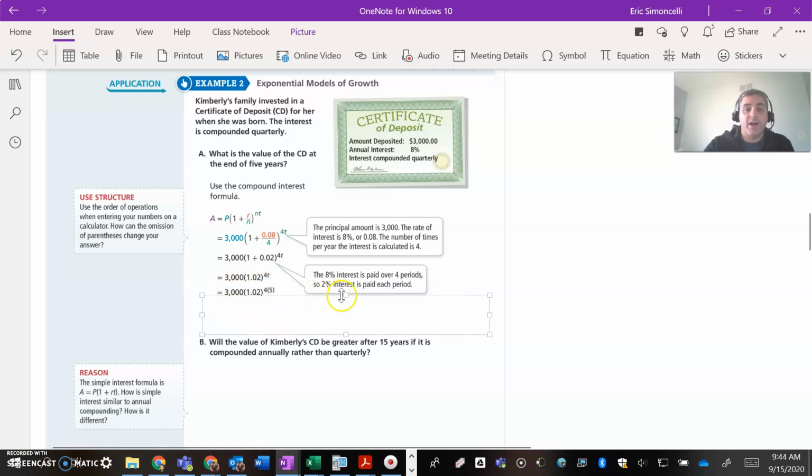Plugging in 5 for t because this is being done over the course of 5 years. So what's the value after 5 years? Do the math. The $3,000 investment ended up being $4,457.84. Pretty nice after 5 years to look at your return on investment.